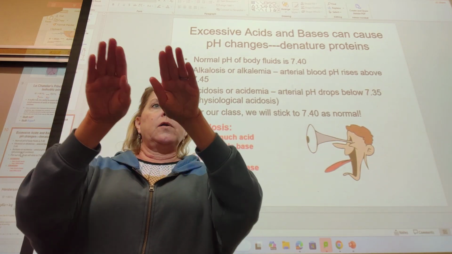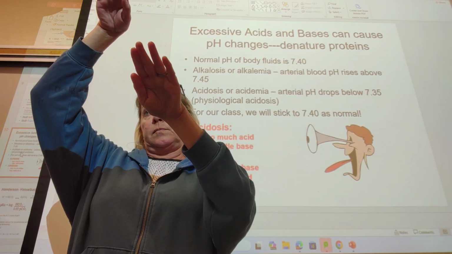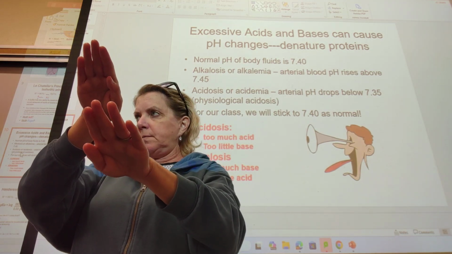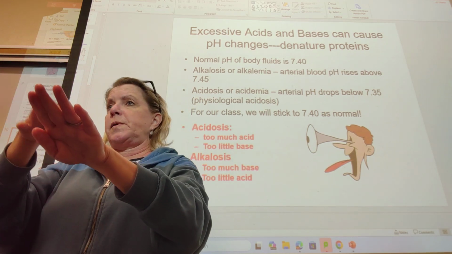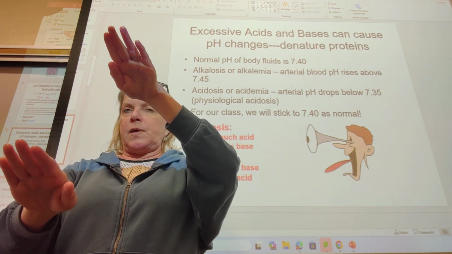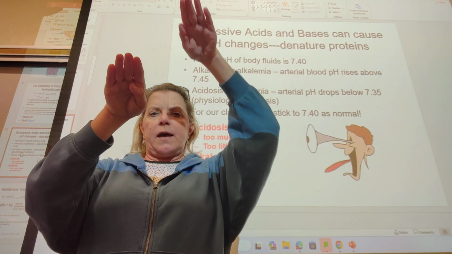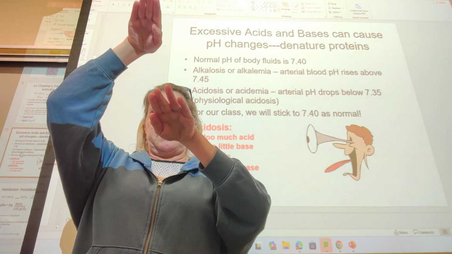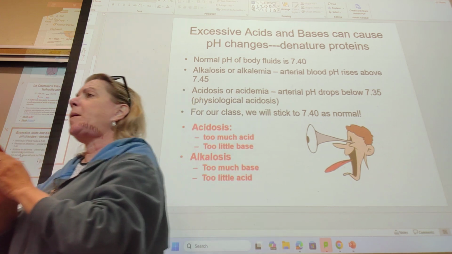How can you have alkalosis? Easy way, too much base. Less obvious, too little acid. See how the base is still higher? It's not neutralized by the acid. So you can have too much or too little of something. There's still a difference, isn't there? Acidosis, too much acid, too little base. Alkalosis, too much base, too little acid. You need to remember that.